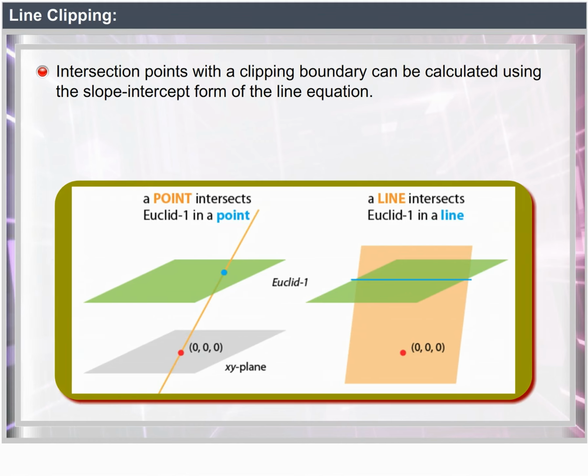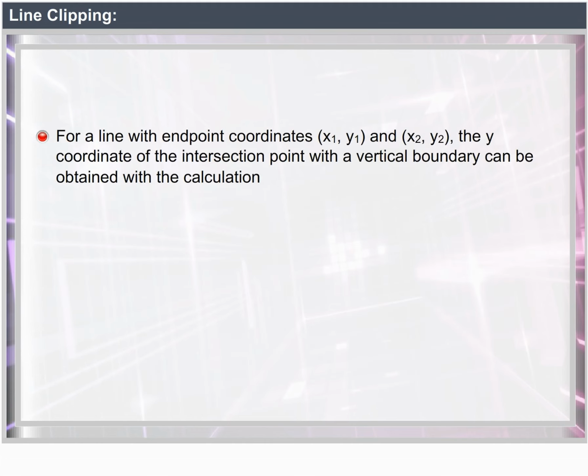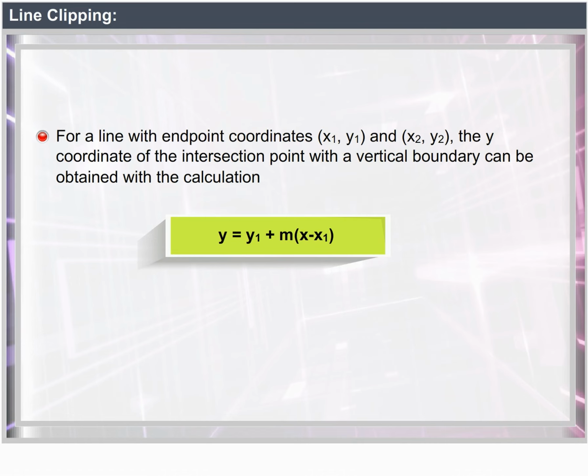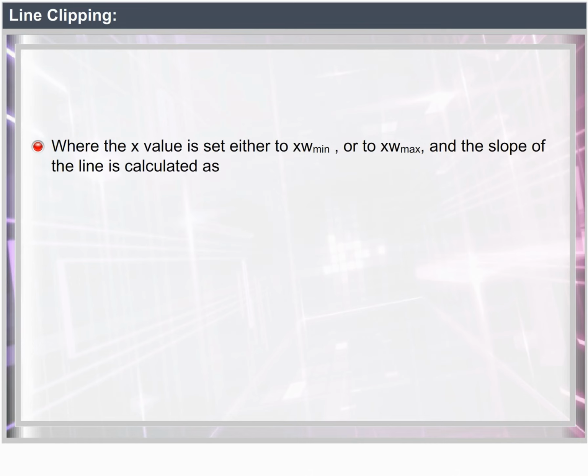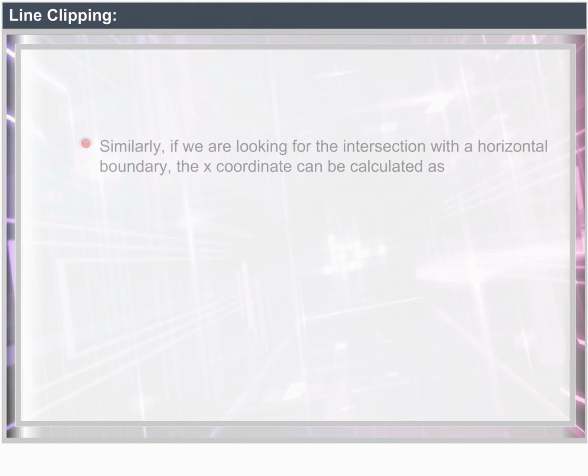Intersection points with the clipping boundary can be calculated using the slope-intercept form of the line equation. For a line with endpoint coordinates x1, y1 and x2, y2, the y-coordinate of the intersection point with the vertical boundary can be obtained with the calculation y equals y1 plus m times (x minus x1), where the x value is set either to xw min or to xw max, and the slope of the line is calculated as m equals (y2 minus y1) over (x2 minus x1).